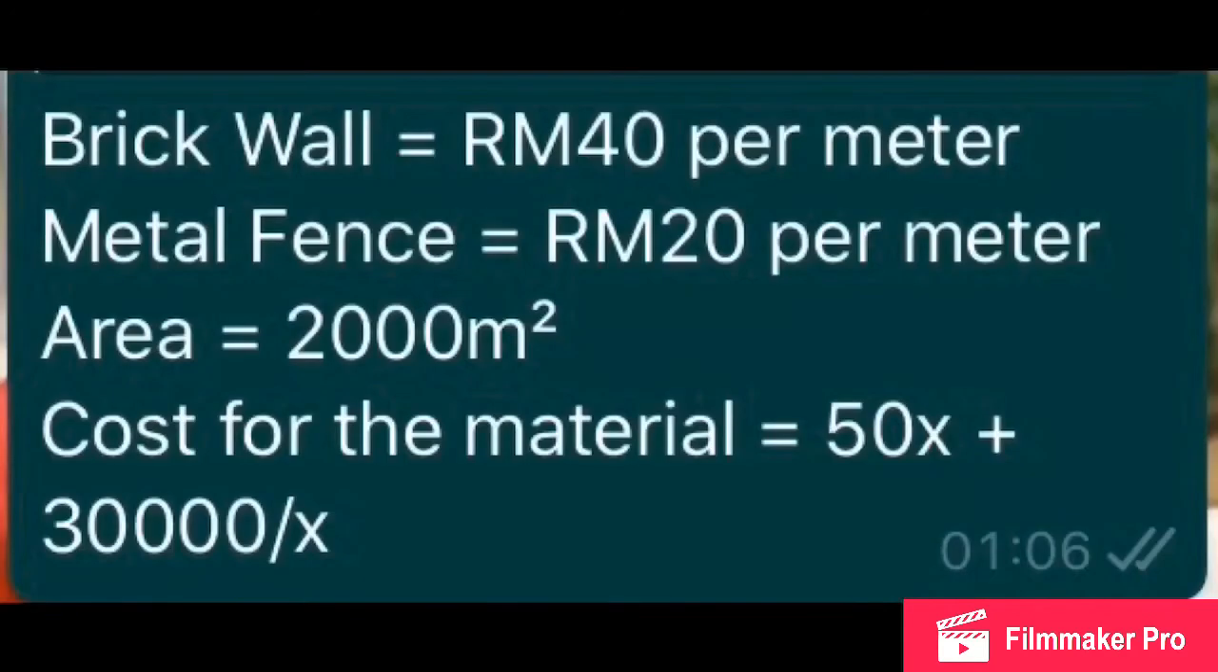Hello guys, today I will help my friend Hazim, who has been facing a problem about how much cost he needs to buy the materials for his garden. As we know, the brick wall costs 40 ringgit per meter, the metal fence 20 ringgit per meter, and the area for his garden is 2000 meter square. And the material cost we estimate as our equation.